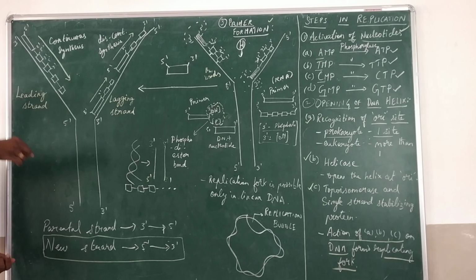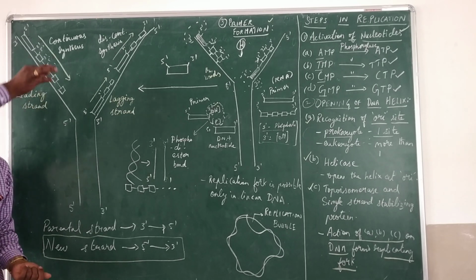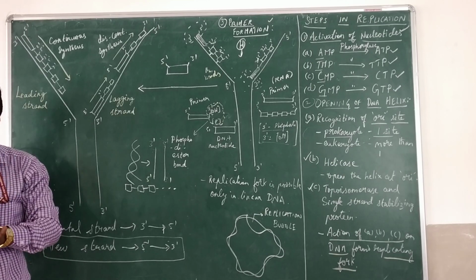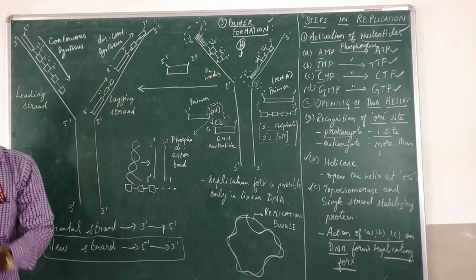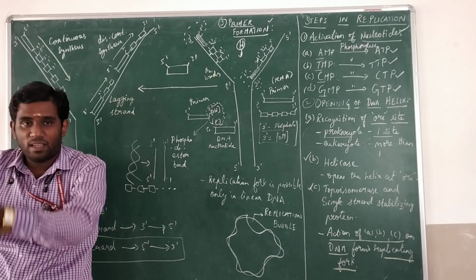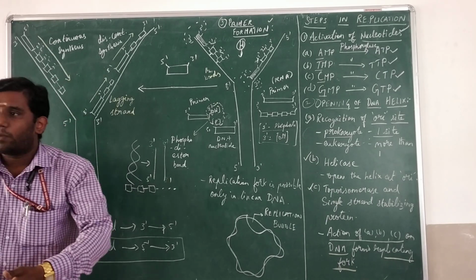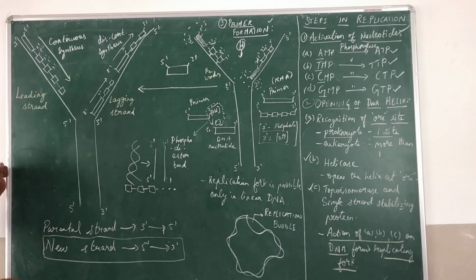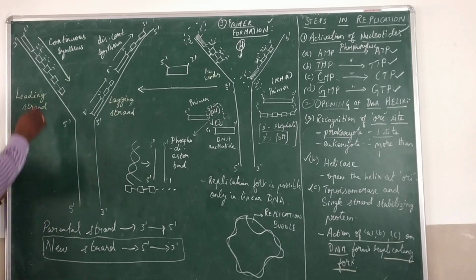Okay, please listen. Helicase is acting further. Topoisomerase is acting further. Single strand stabilizing enzyme is acting further, which means it is keeping on moving inside. So the fork becomes enlarged. When the fork becomes enlarged, I am not doing anything.